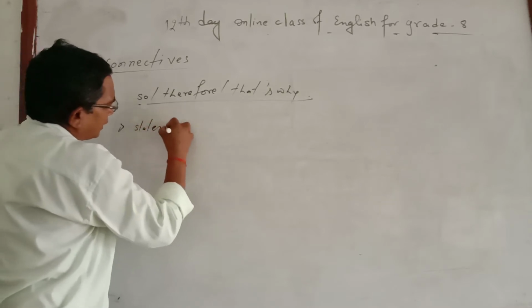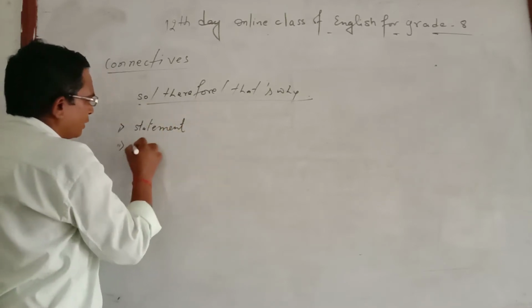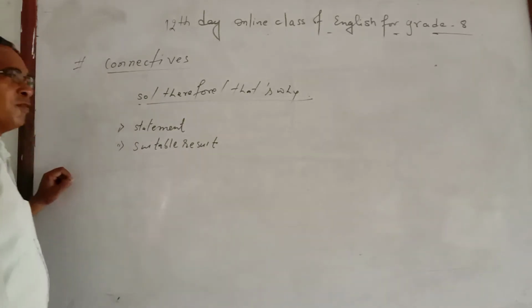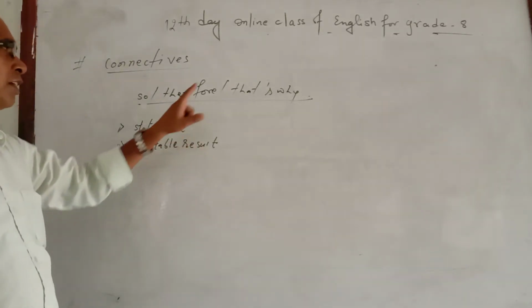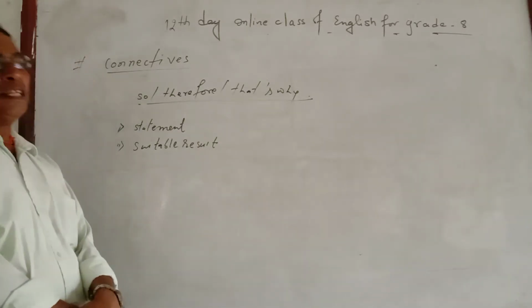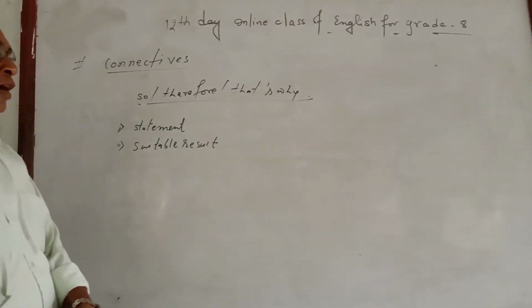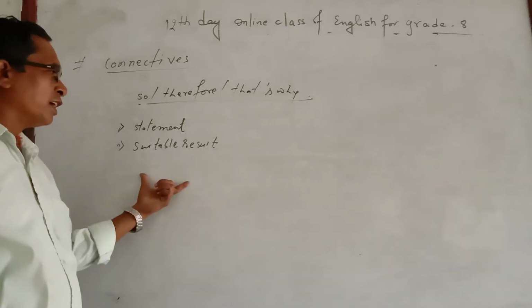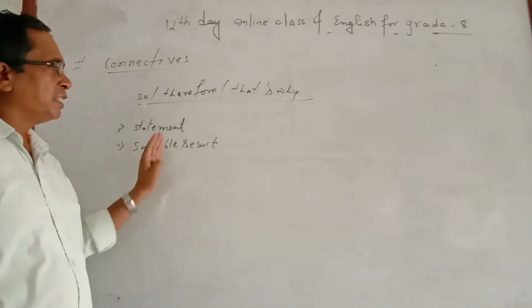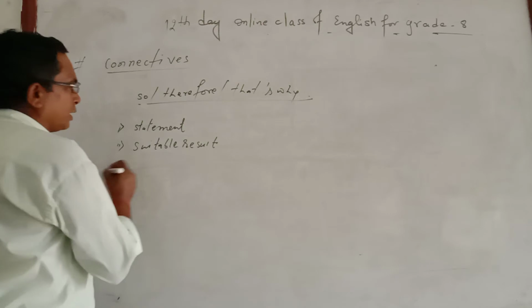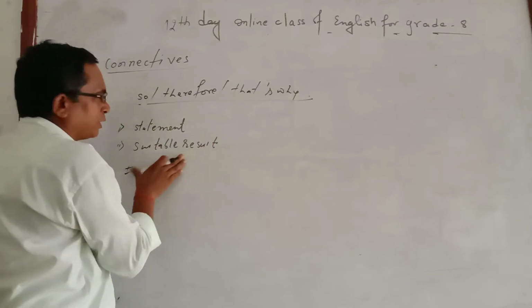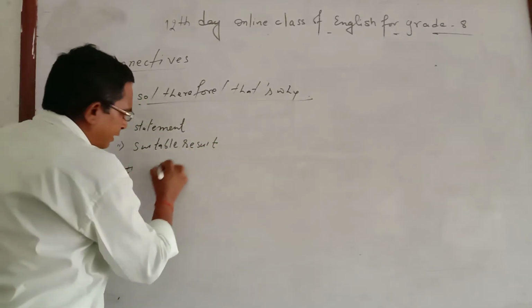First a statement, and the second one is a suitable result. I mean the result always comes as it should be according to the statement. For example, he is hungry, he needs a meal. Why does he need a meal? He is hungry. It means being hungry, needing a meal is natural. That's why, whatever the statement is, the result goes according to the statement. To use so or therefore or that's why, when you have a statement and a suitable result, at that time you write the statement as it is.